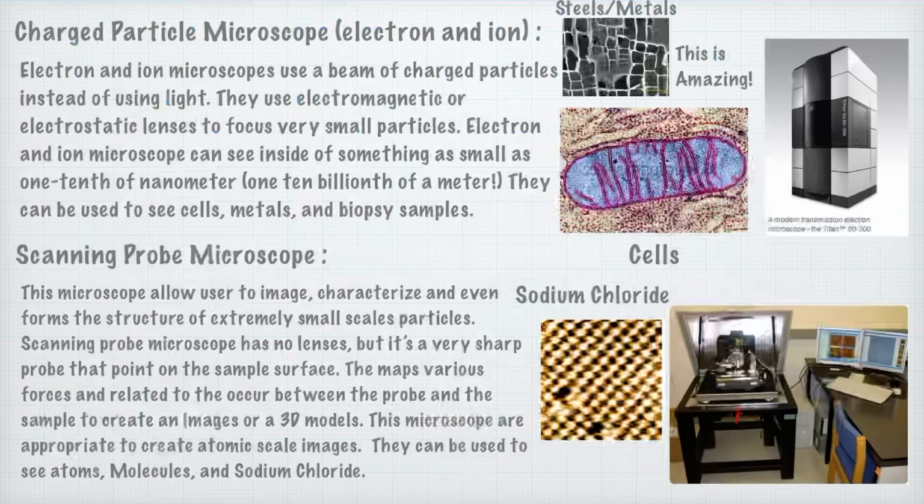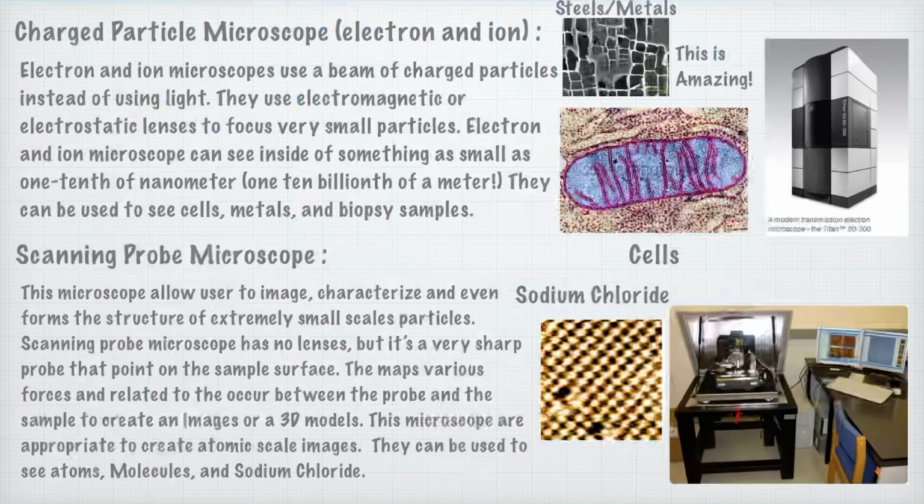Charged particle microscope. Electron and ion microscopes use a beam of charged particles instead of light. They use electromagnetic or electrostatic lenses to focus very small particles. Electron and ion microscopes can see inside of something as small as 1/10 of a nanometer. They can be used to see cells, metal, and biopsy samples.